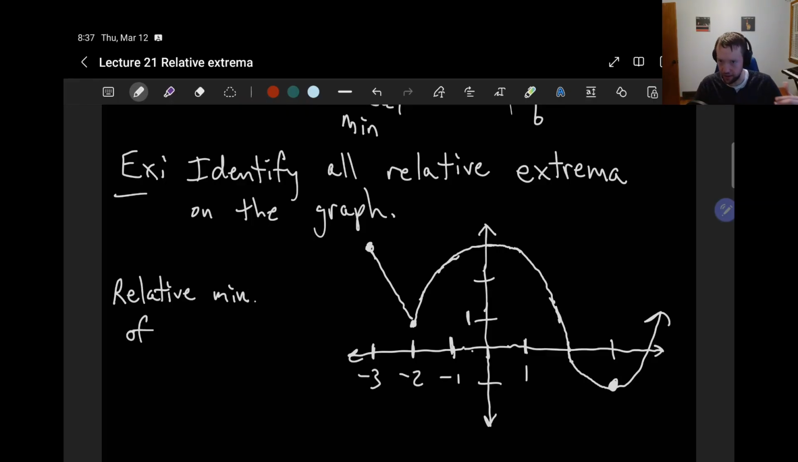Now here's the way that you say it. You say that the minimum itself is the y value. So the minimum value is 1, because that's this height right here. But then you say at x equals -2. So again, the minimum value itself is the y value, but then you say it's at a certain x value. Okay, that's one of them.